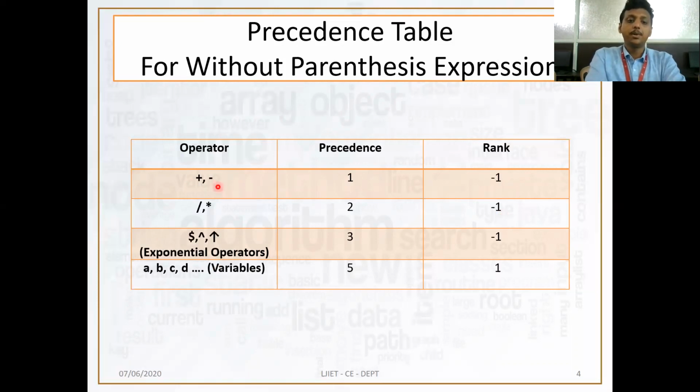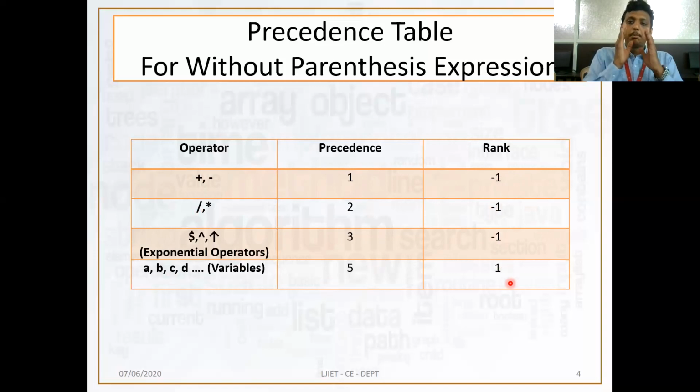So here the operators plus and minus are there. The precedence of plus and minus is 1, rank is minus 1. Division and star have precedence 2, rank is minus 1. Dollar, arrow, caret have precedence 3, rank is minus 1. ABCD have precedence 5, rank is 1. Sir, do we need to remember this table during the exam? Yes, we need to remember. But to do the examples using this table, you do not need to remember much. Just focus on the things I'm telling you right now.